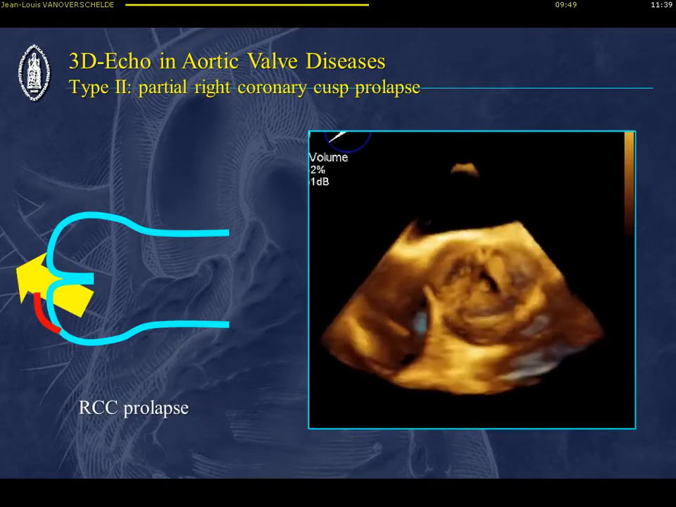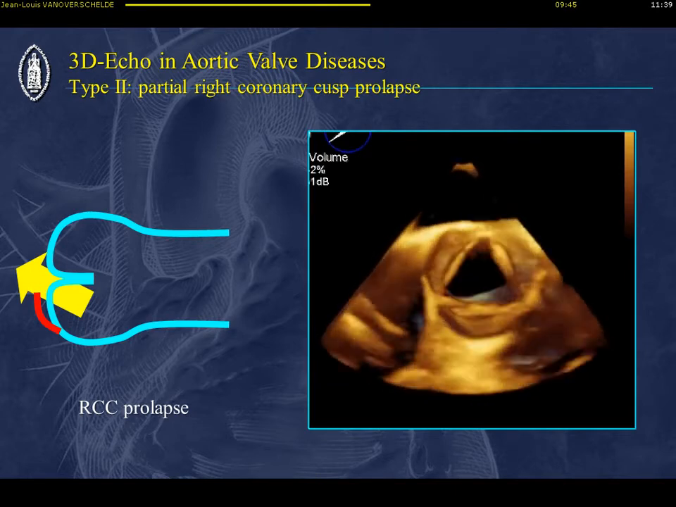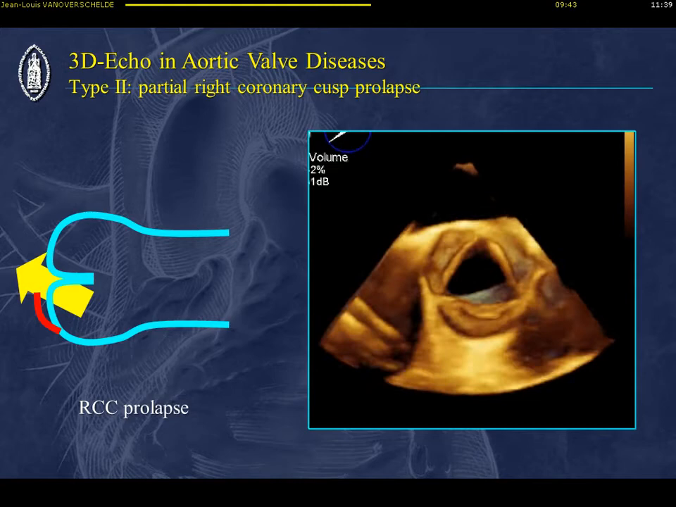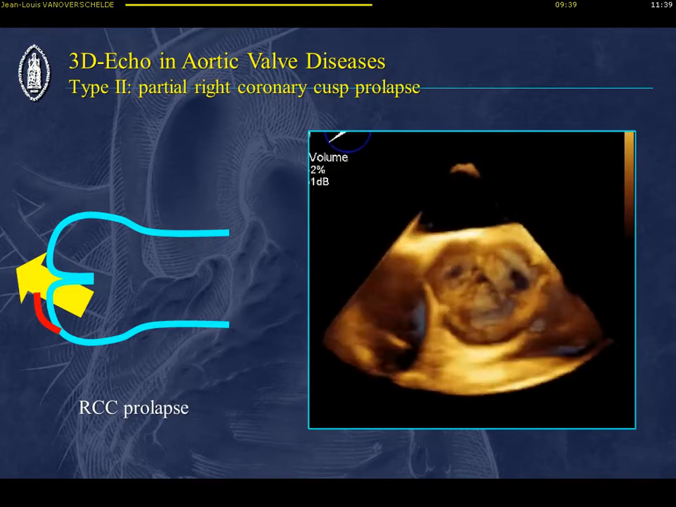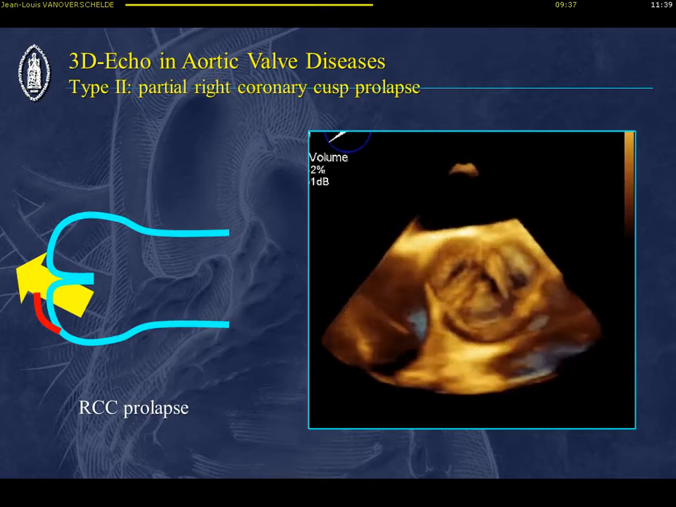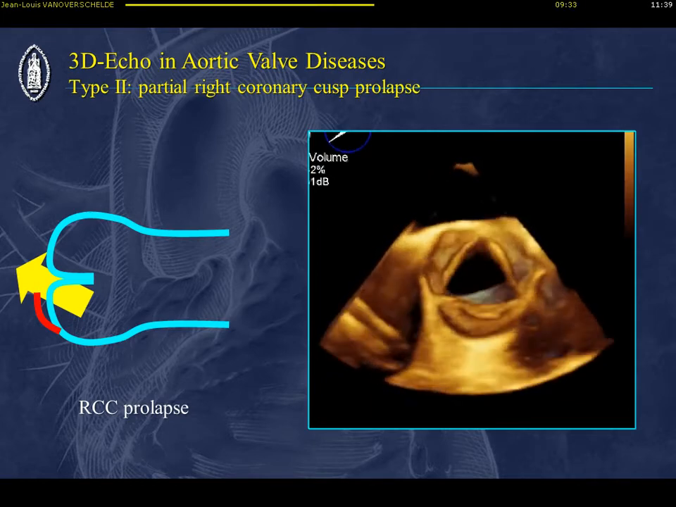A very important part of the diagnosis, and I would really encourage you to look at the valve when you are dealing with aortic regurgitation, is to identify cusp prolapses. This is an example of a partial right coronary cusp prolapse.